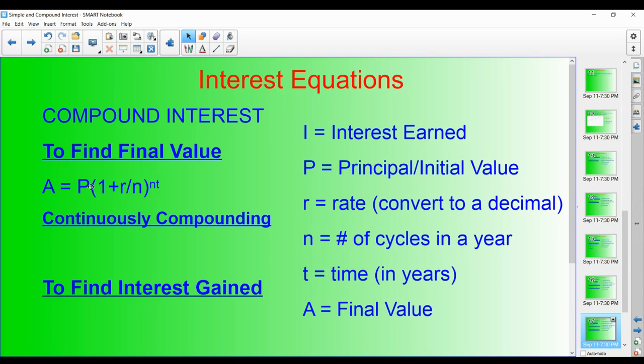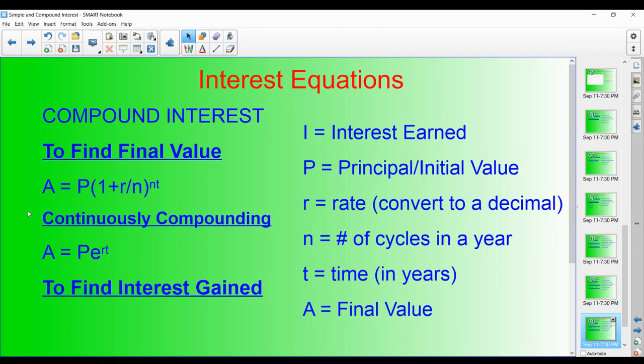So to find the final value, we're going to use this exponential equation, except we now have r divided by n so that we can figure out what percent we get per cycle, and we're going to figure out how many total times we compound by multiplying n and t.